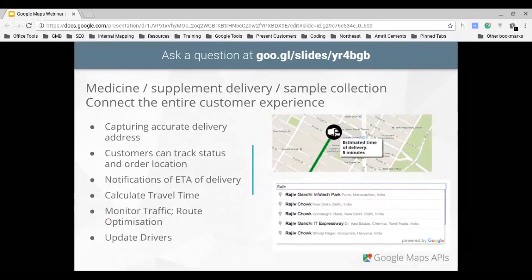After discussing these two, mHealth and tracking, we have medicine and supplement delivery, right? The sample collection as far as pathology labs are concerned, and connecting the entire customer experience, right? So capturing accurate delivery address comes to my mind when we think of the e-commerce industry, right? Accurate delivery addresses are very important to make sure that the deliveries are timely and proper, right? It goes to the same person as it's supposed to go.